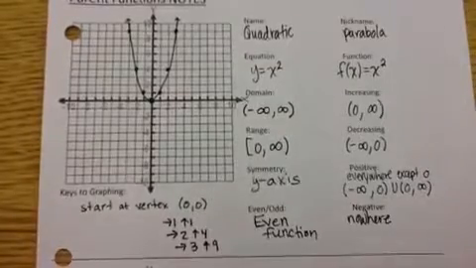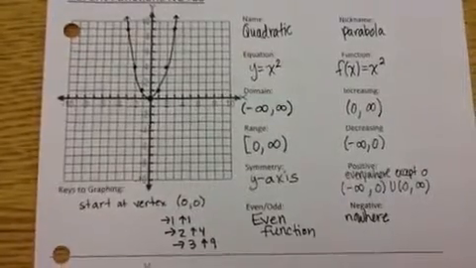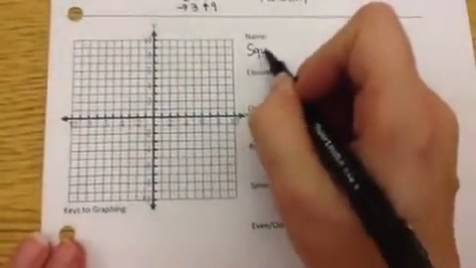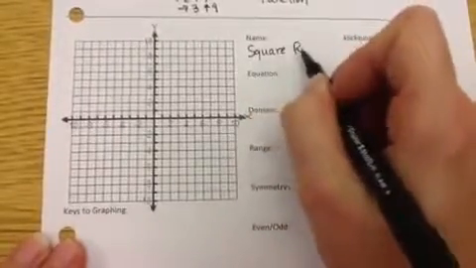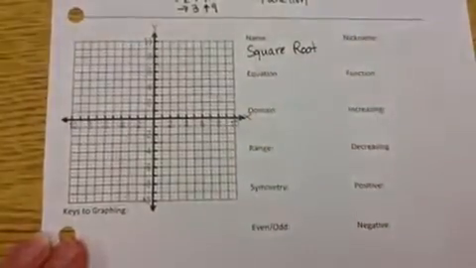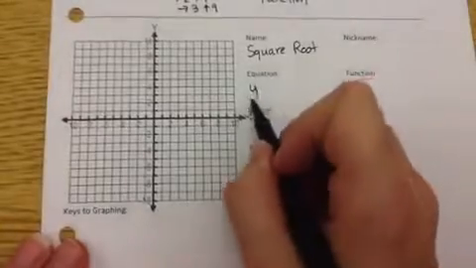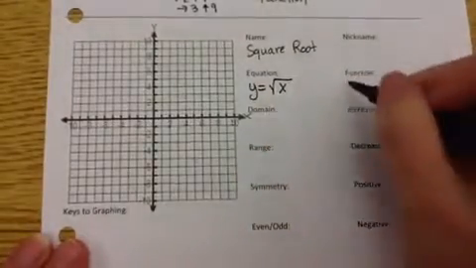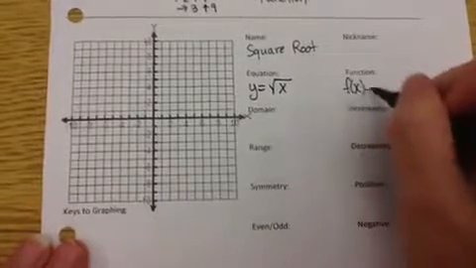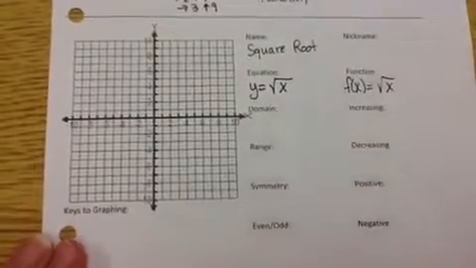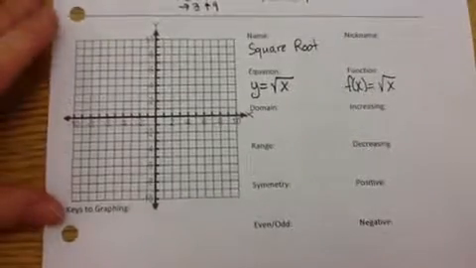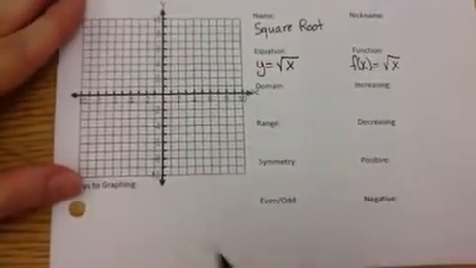Let's move on to the next family of functions. The next family is going to be the square root family. The parent equation for the square root is y equals square root of x. And in function notation, that would just be f of x equals square root of x. I want to build this function. I want to tell you the keys to graphing it, and then we'll look at all the other aspects.